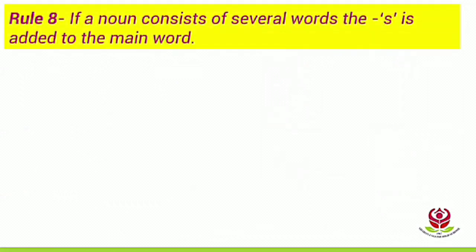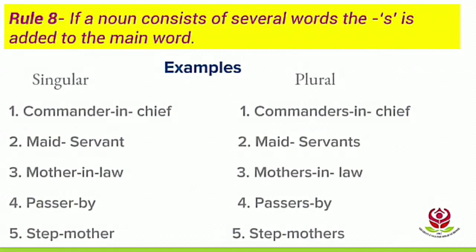Rule number 8. If a noun consists of several words, the S is added to the main word. So in the examples, if you have several words like the example of commander-in-chief, there are 3 words, but only the S is added to the main word, and in this the main word is commander. The same applies to maid servants. Servant is the main word, so S is added to the main word. Mother-in-law, mothers-in-law, passer-by and stepmother. So it changes to passers-by and stepmothers.